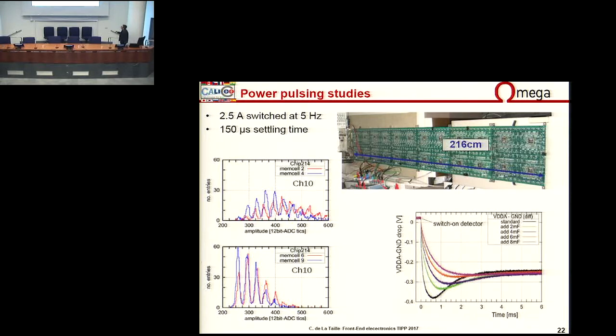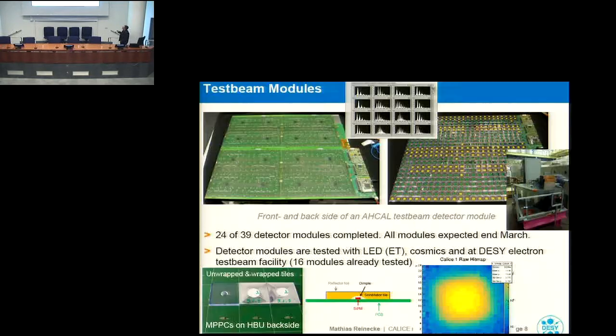They also started to study the power pulsing, because in order to have a very large detector, this is something that you need to be interested in. So I think I don't have that much time, so I will just show, well, you have seen already this picture in many presentations today. Here is, for example, one of the results that they have in beam.